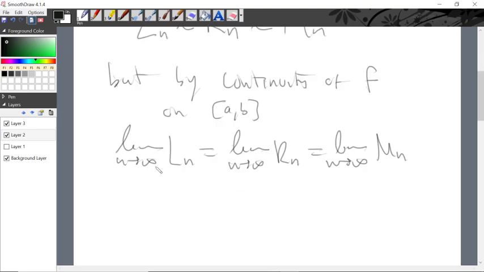As we push n to infinity, it's going to increase the number of subintervals, but since the closed interval from a to b is not increasing as well, each subinterval then shrinks. As n gets larger, each subinterval therefore gets smaller.